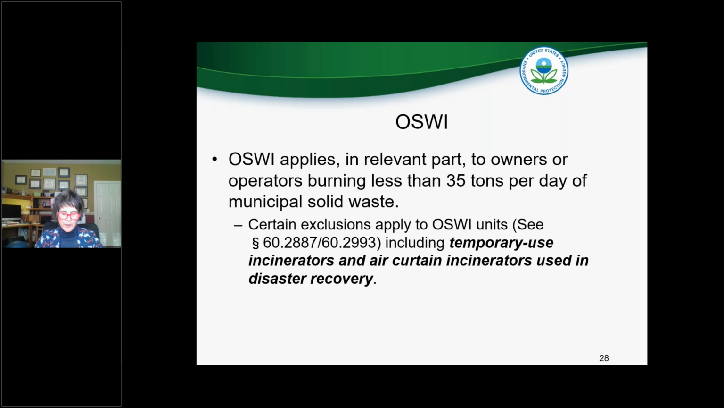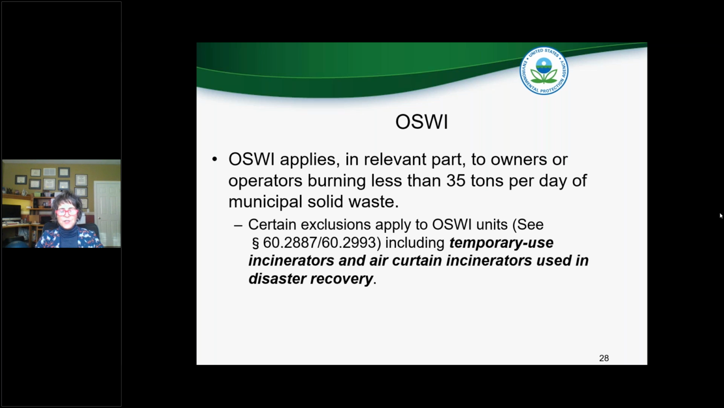As I said earlier, the OSWI standards apply to those types of units that burn less than 35 tons per day of municipal solid waste. And as I said, a local government could be an institution that might have their own incinerator. And if you have your own incinerator as part of a local government or tribe, there are no capacity limits for the waste that you burn that's generated within your institution.